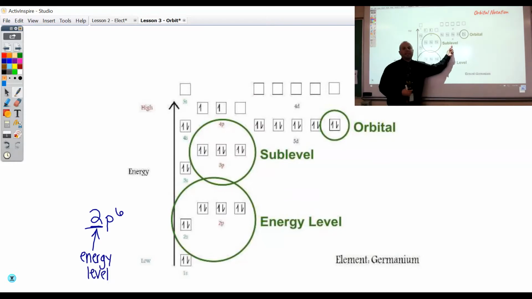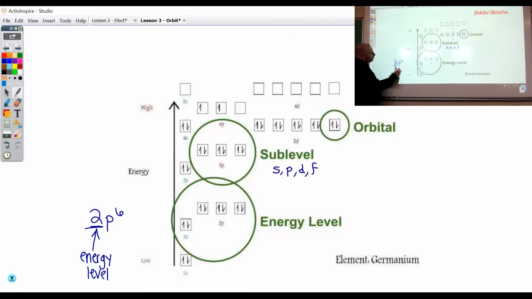The second part is the name for our sublevel, sometimes called a subshell. So a sublevel is either S, P, D, or F. So in this example, the P is our sublevel.